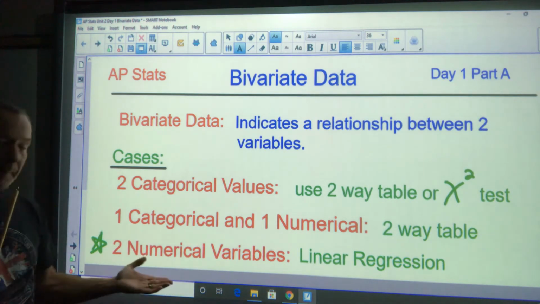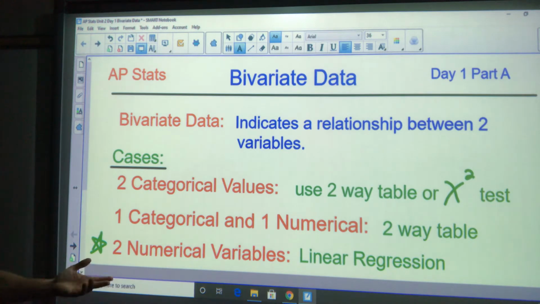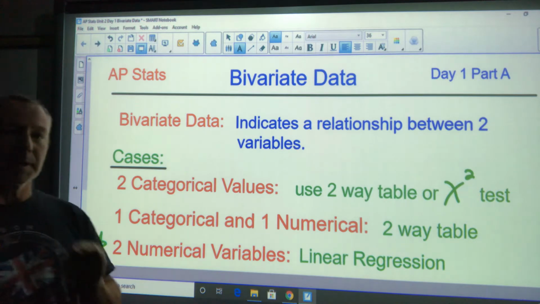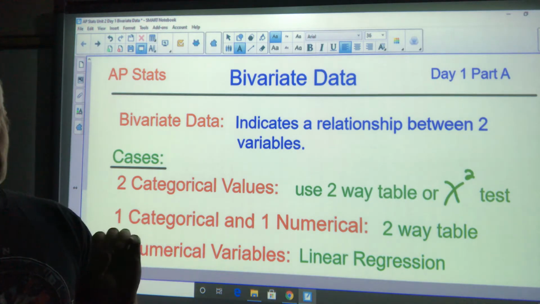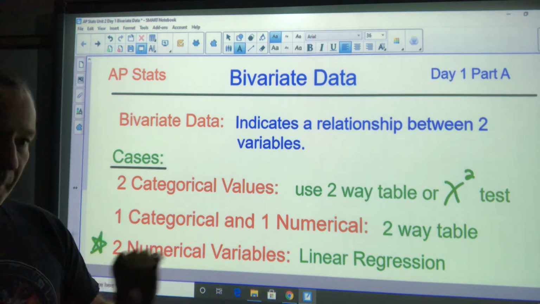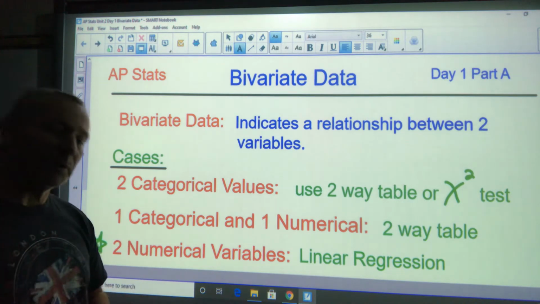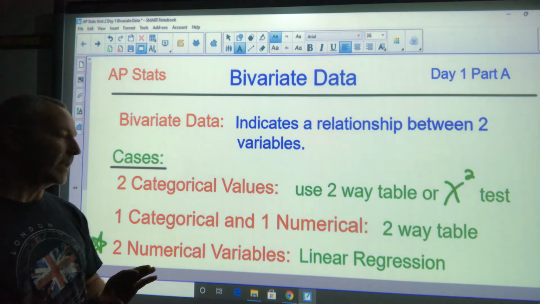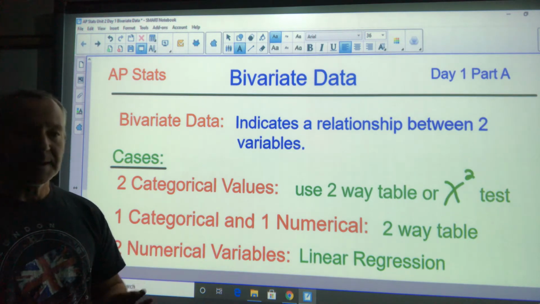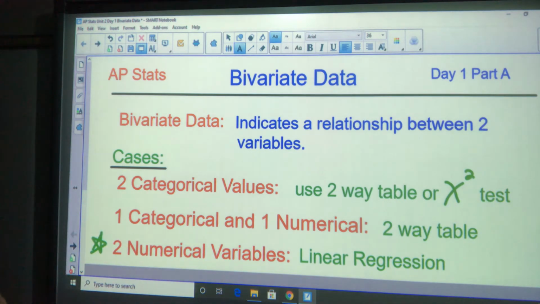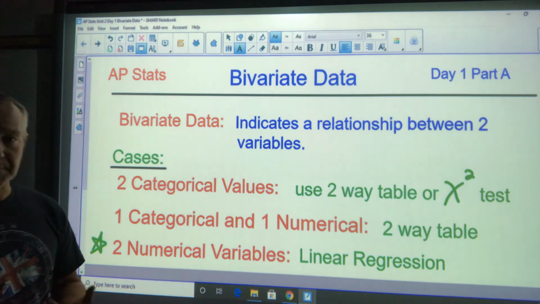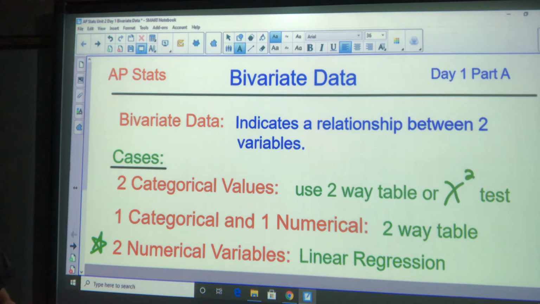But what we're interested in right now is if we have two numerical variables, we're interested in linear regression, seeing if there's a linear model that will fit the scatter plot that we plot with this data, and if it's reliable enough that we can make predictions and interpret things from our graph, if we have a strong linear relationship. Notice it's linear regression. There are other types of regression, but we're going to be working on linear regression in our class.